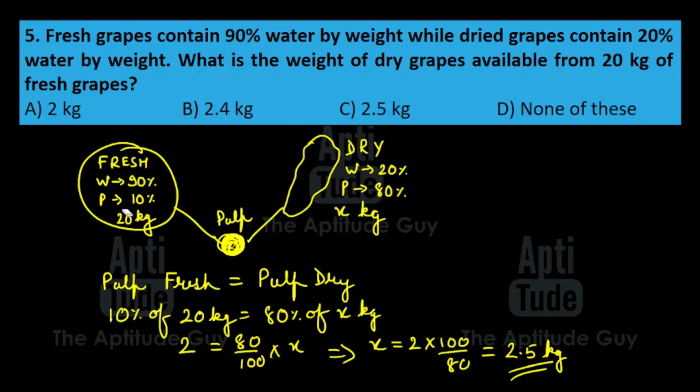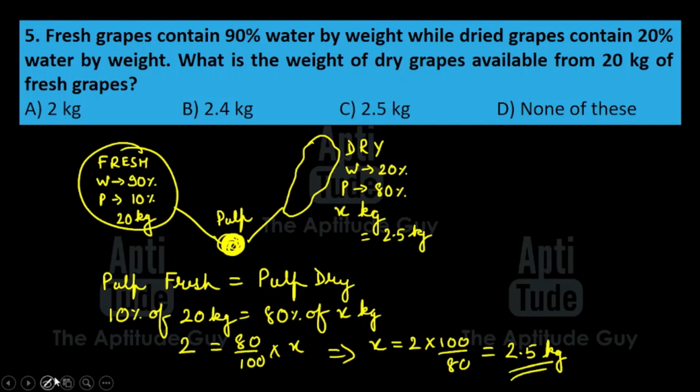This means 20 kg of fresh grapes give us the same amount of pulp as 2.5 kg of dry grapes. Okay, the water content is obviously different, but the pulp is 2 kg in both of them. So from 20 kg of fresh grapes, we can extract 2.5 kg of dry grapes.